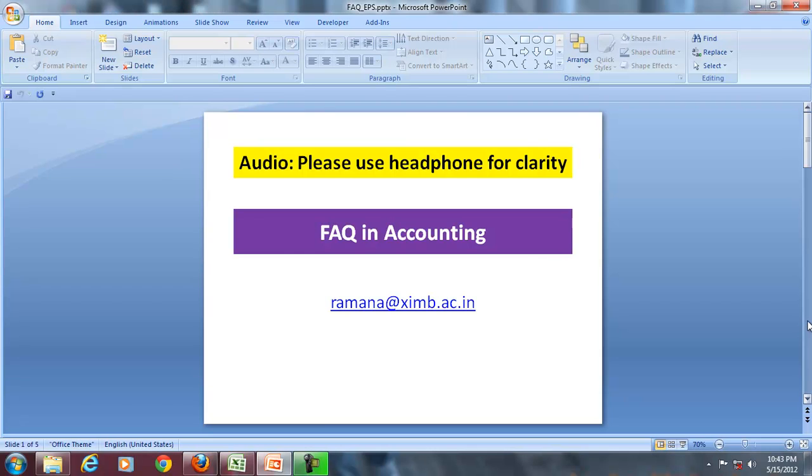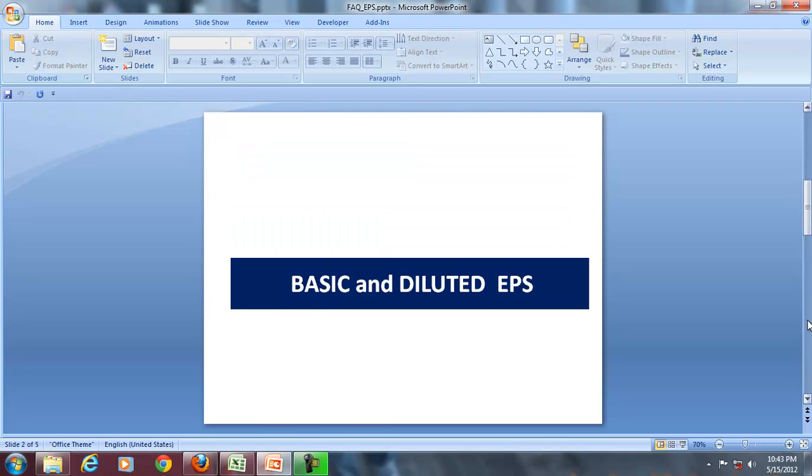In today's session, we'll pick up the issues relating to earning per share, the basic earning per share, and the diluted earning per share. We'd like to understand what these two, diluted and basic EPS, are, how they are calculated, and how they are shown in the financial statement.